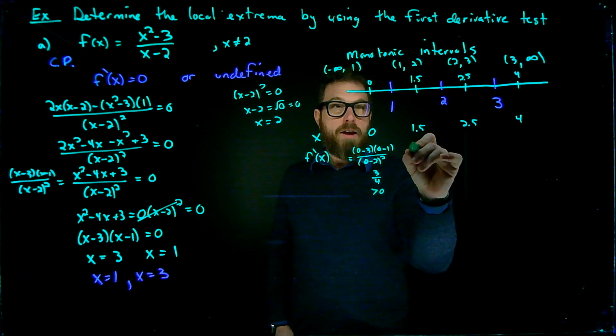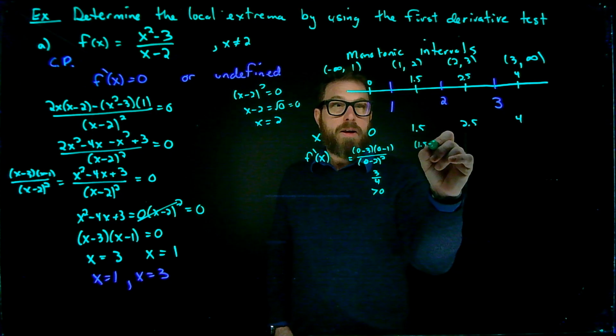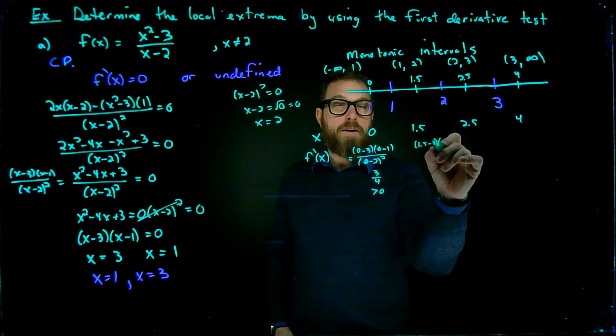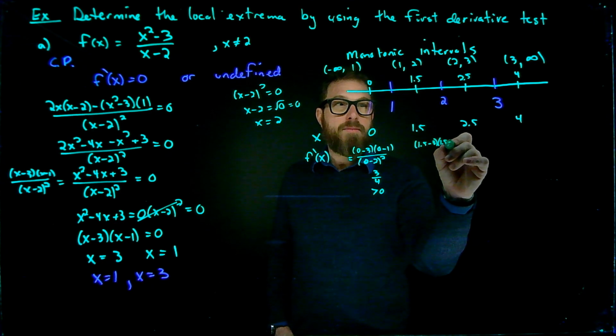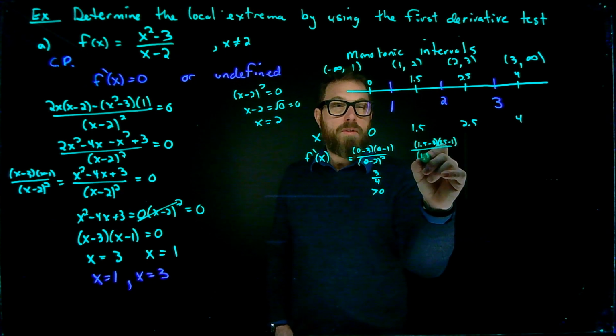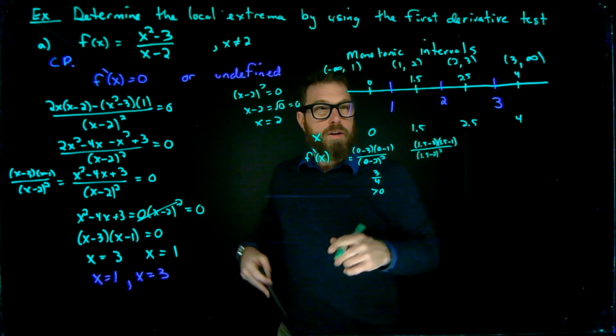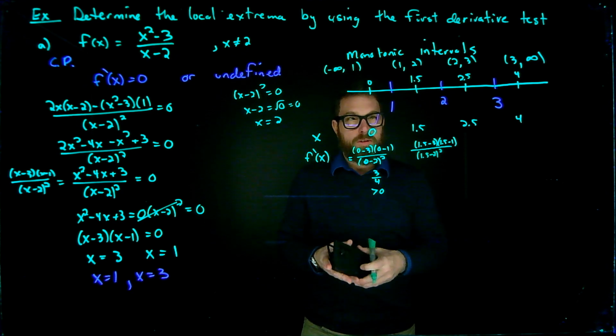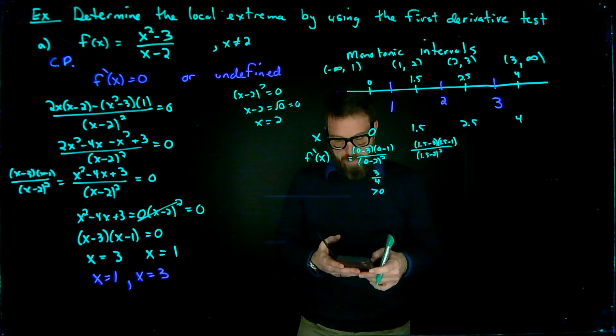Similarly, we have 1.5 minus 3, and then I have 1.5 minus 1, all over 1.5 minus 2 squared. Actually, I have these written down. I'll do them again.